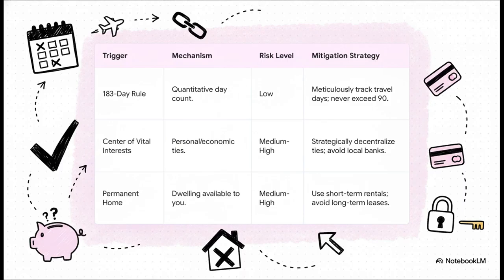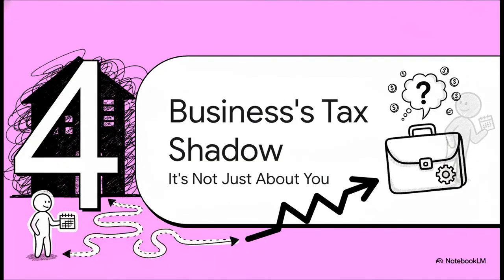The strategy here is all about strategic decentralization. It means you have to be intentional about not putting down deep roots anywhere. You use short-term rentals, not long leases. You avoid opening local bank accounts, unless you absolutely have to. You keep the core of your life spread out. So you're tracking your days, you're managing your personal ties, you think you're in the clear.